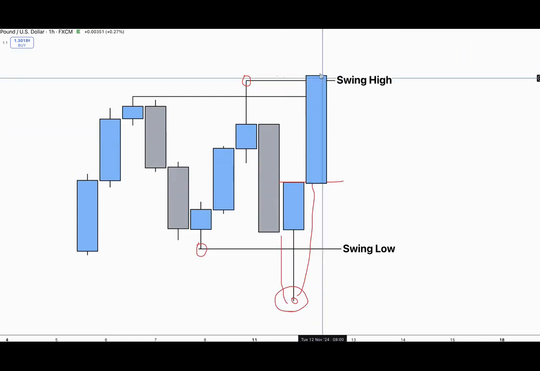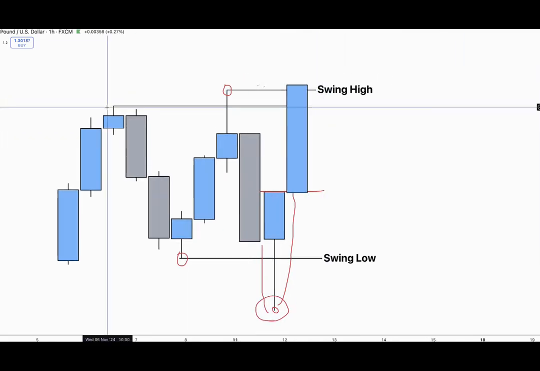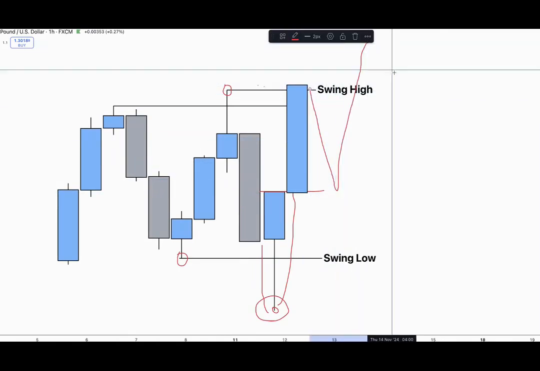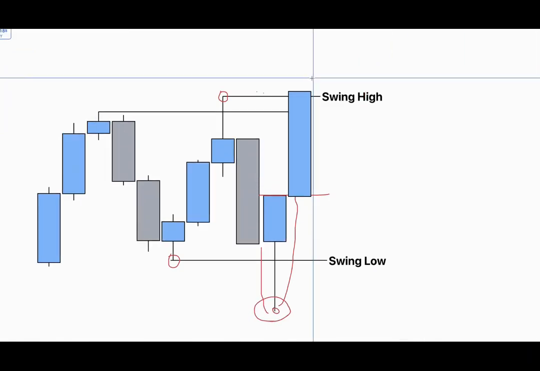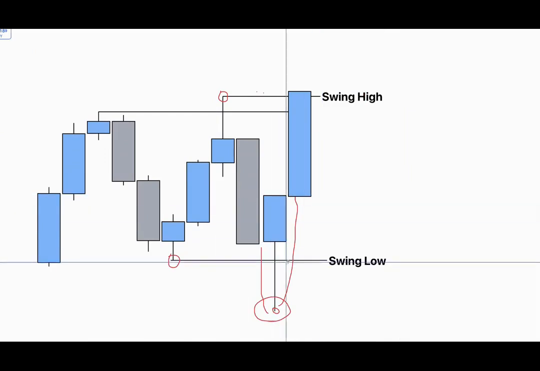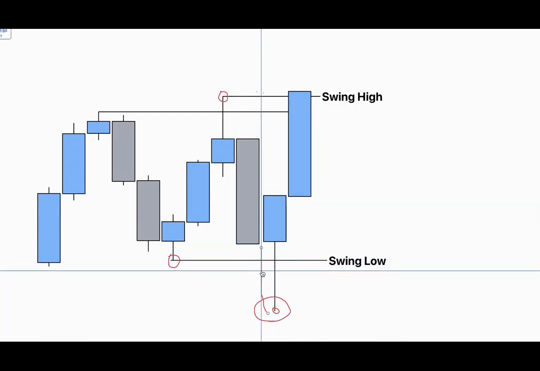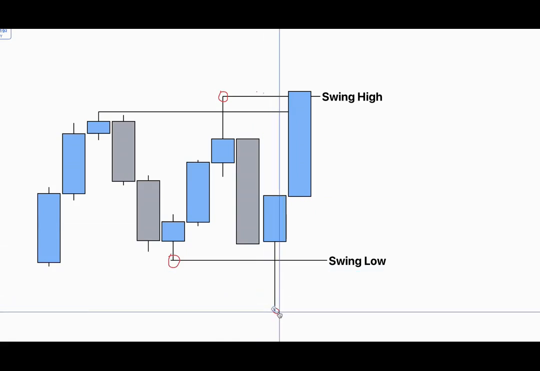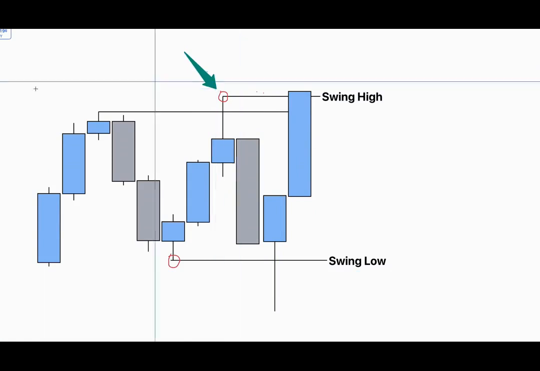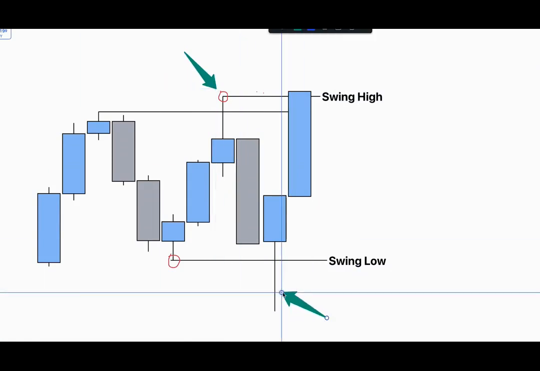Well, this would then validate the bias finally, okay? Because what we've actually shown is an attempt to go higher that failed. Then we had an attempt to go lower, which massively failed, followed by an attempt to go higher, which succeeded with this closure. And if this candle was to close up here, then we could continue with our bullish ideas, potentially looking to buy on pullbacks to take this market higher.